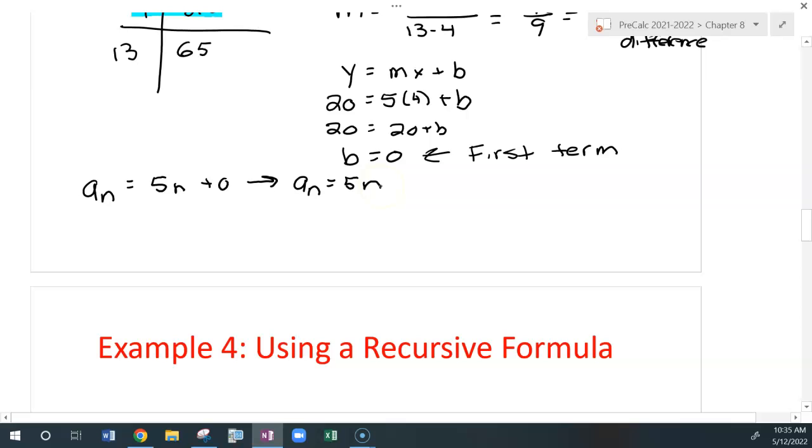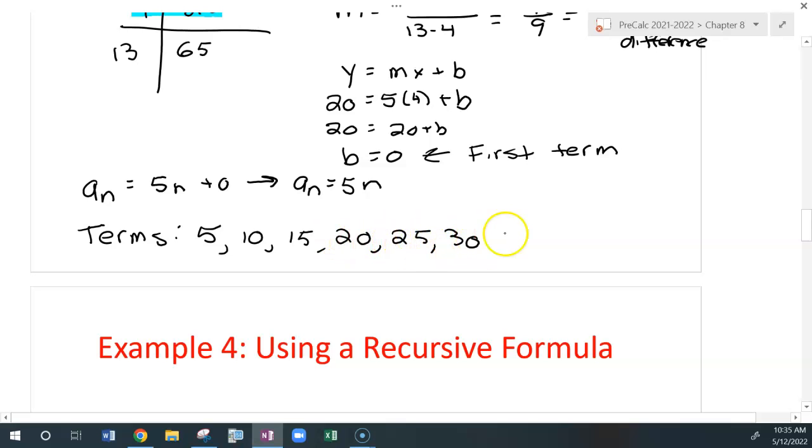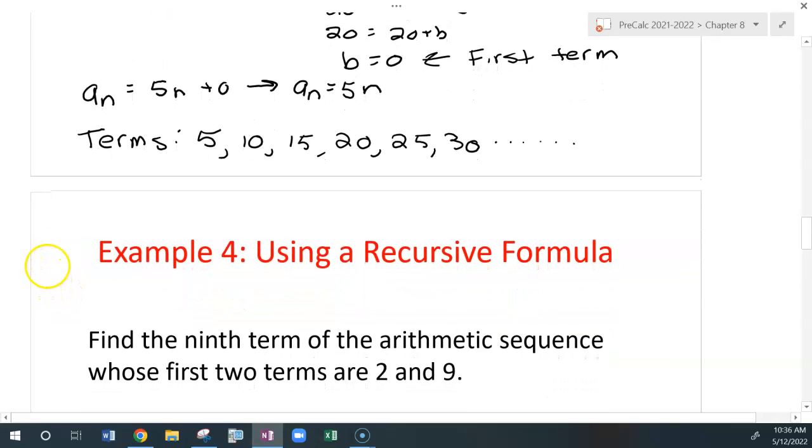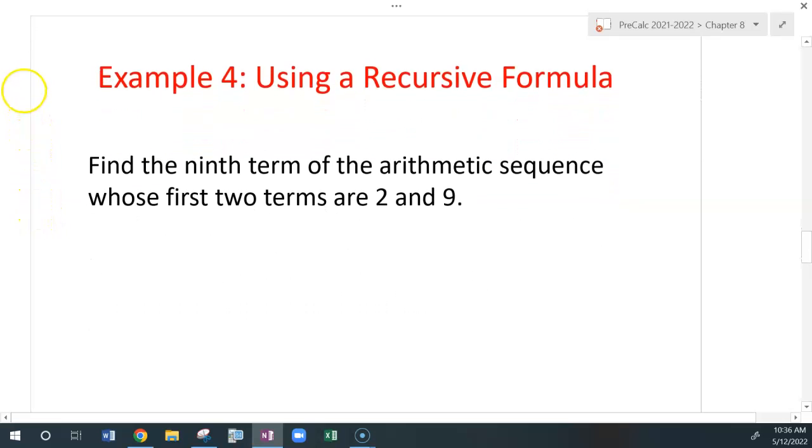Now it's asked us to write several of the terms for the sequence. So let's just go ahead and write some. I'm always going to start with n equals 1. So here are the terms: 5, 10, 15, 20, 25, 30, and we could just keep going on. Notice our common difference is 5 between each term. All right, so that's method 1 for doing sequences using linear.